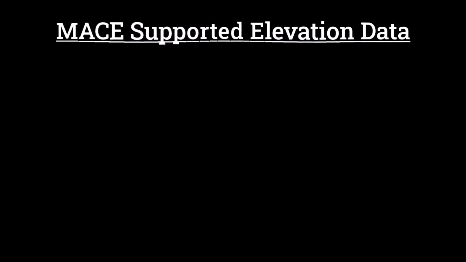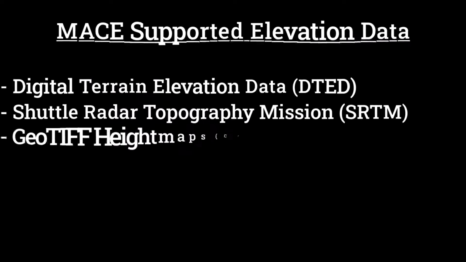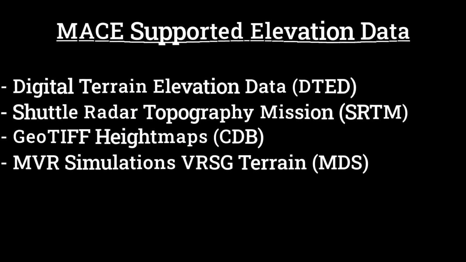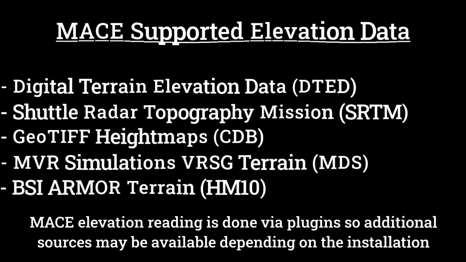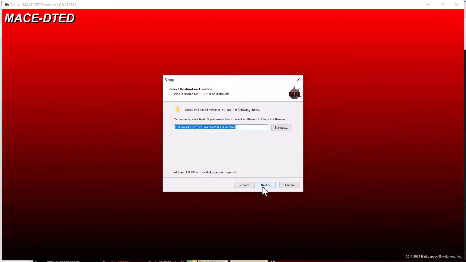MACE supports a variety of elevation data sources including DTED, SRTM, GeoTIFF height maps, MVR simulations, VERSIG elevation data, and BSI's armor elevation. MACE elevation reading is done via plugins, so additional sources may be available depending on the installation. If your installation media or download site include the DTED installer, download the installation file, then run the installer.